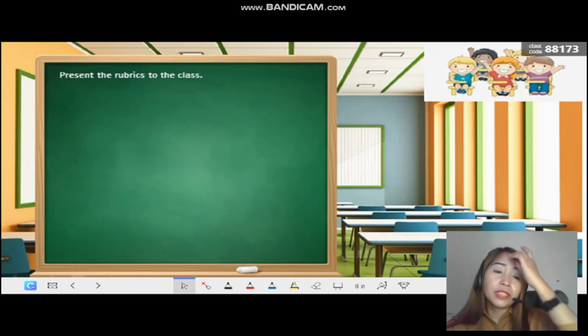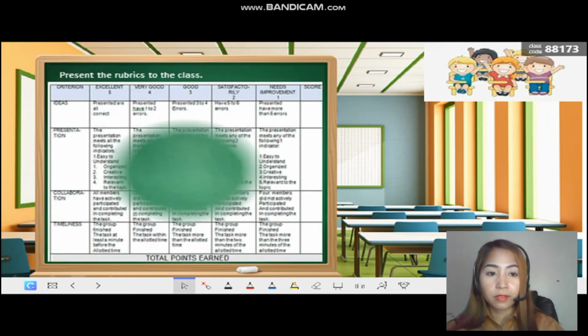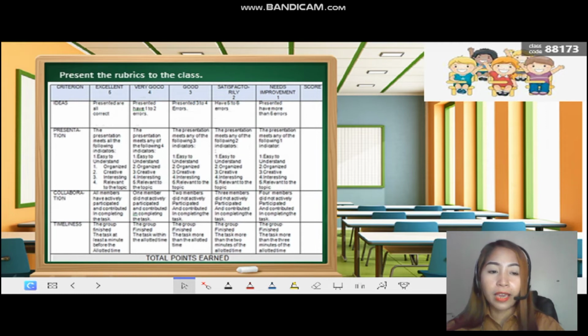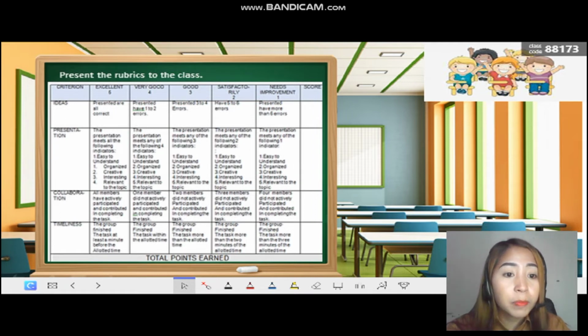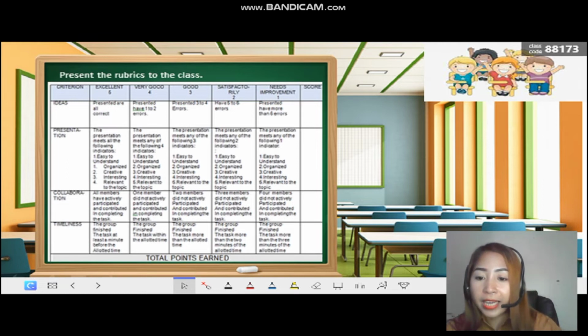And now I'll present to you the rubrics of the class. Okay, these are the criteria. First is the ideas. Second is the presentation. Third is collaboration. And last is timeliness.